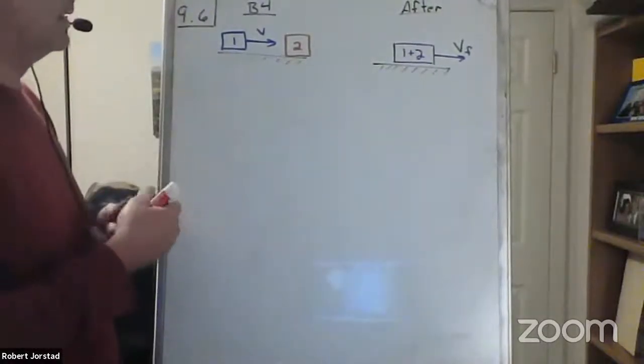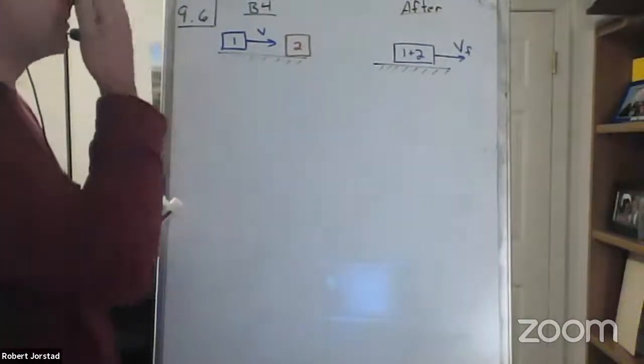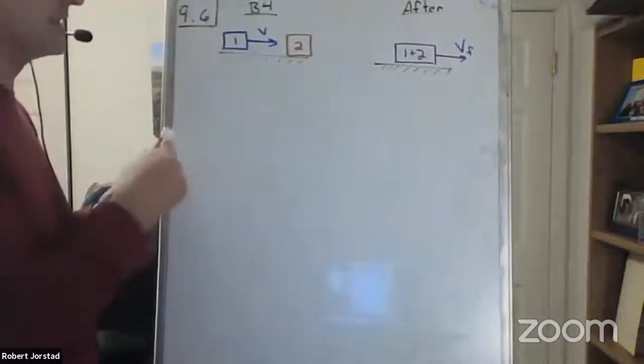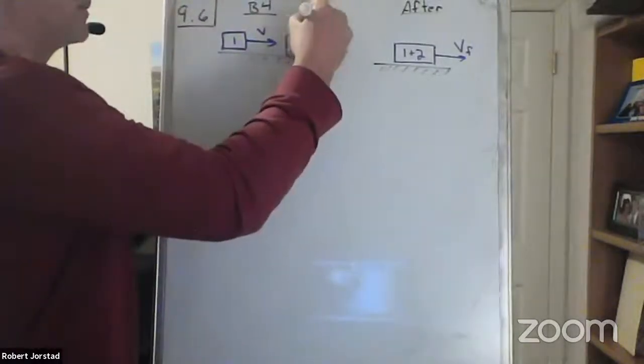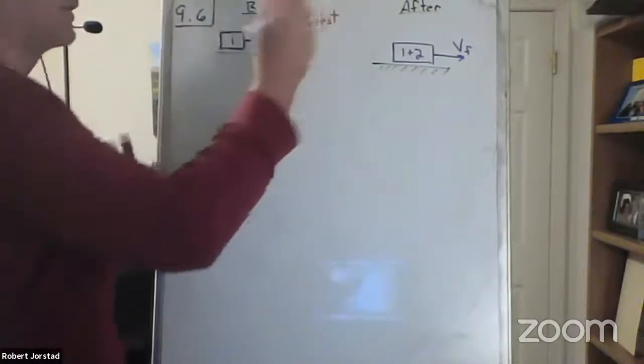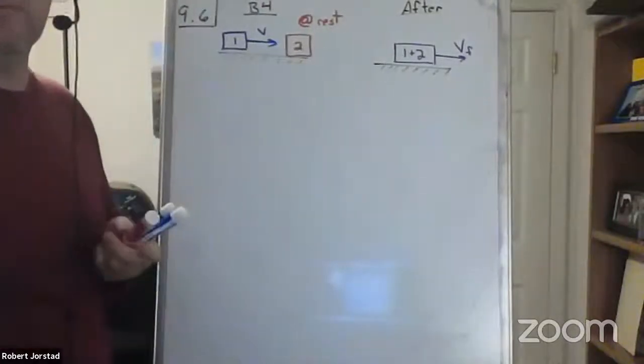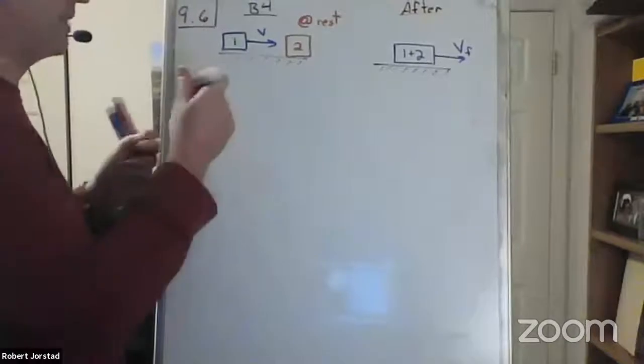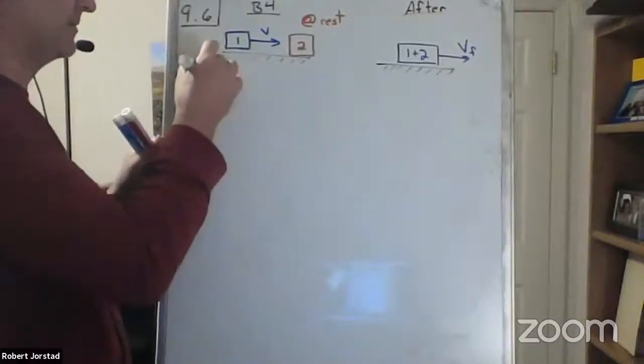All right, okay. So in this case, we've got 1 hits 2. 2 is initially at rest, right? I've got a before and an after picture. And somebody mentioned that in part A, this is perfectly inelastic.